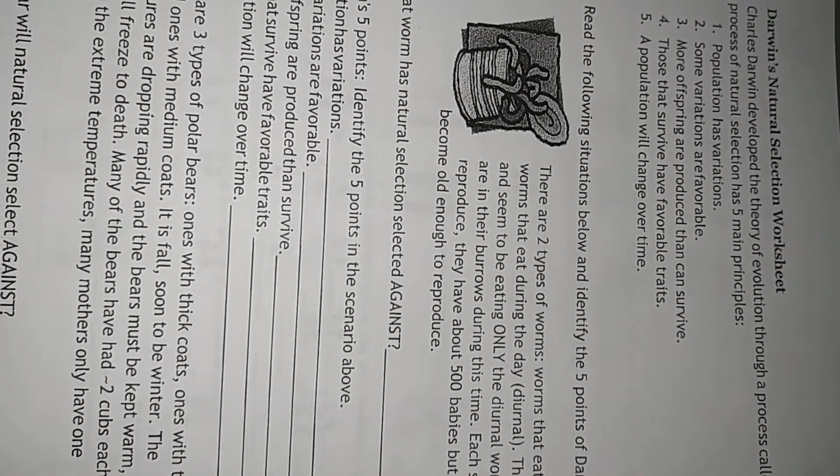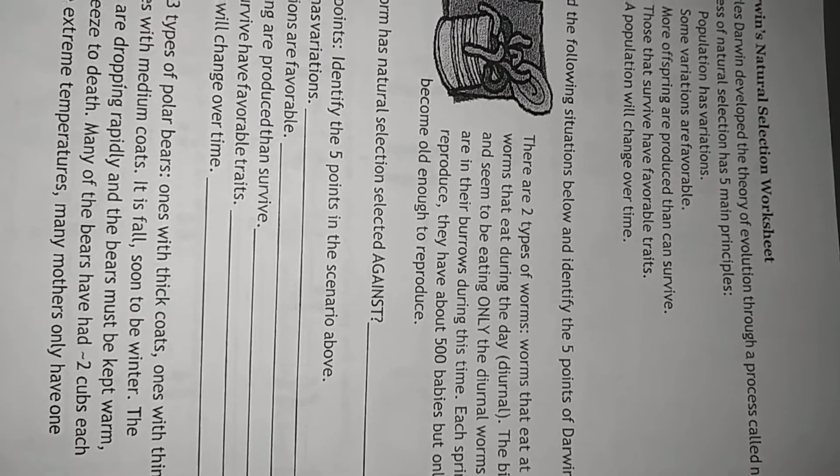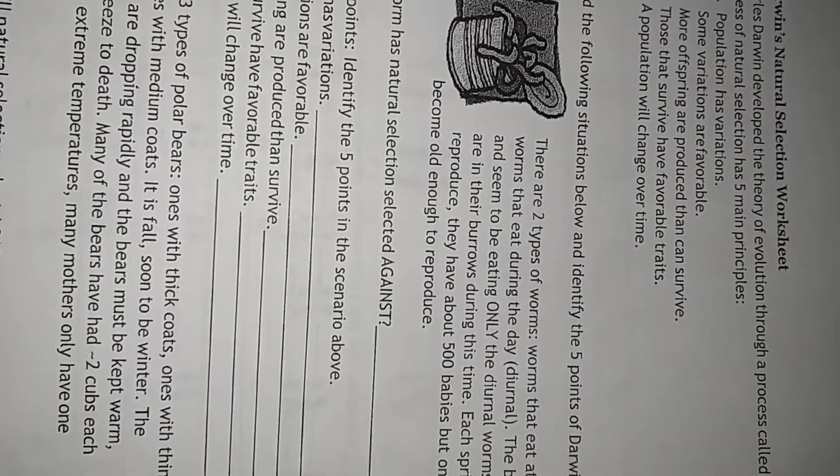Okay, today I'm going to talk to you a little bit about Darwin's points of natural selection. Sometimes we also call it survival of the fittest. So, Charles Darwin developed the theory of evolution through a process called natural selection. This process of natural selection has 5 main principles.